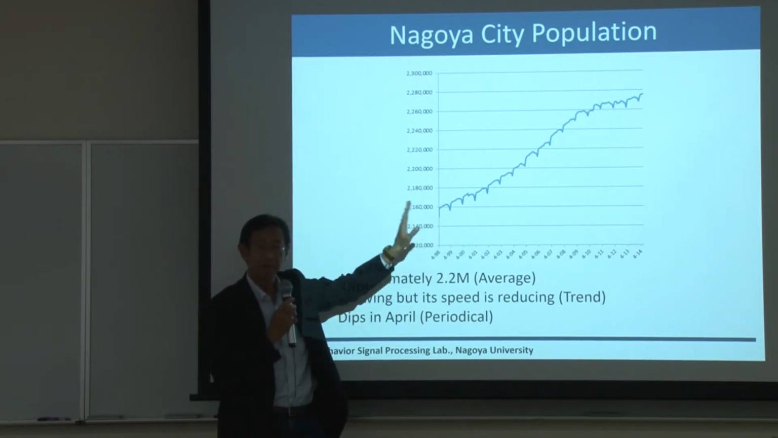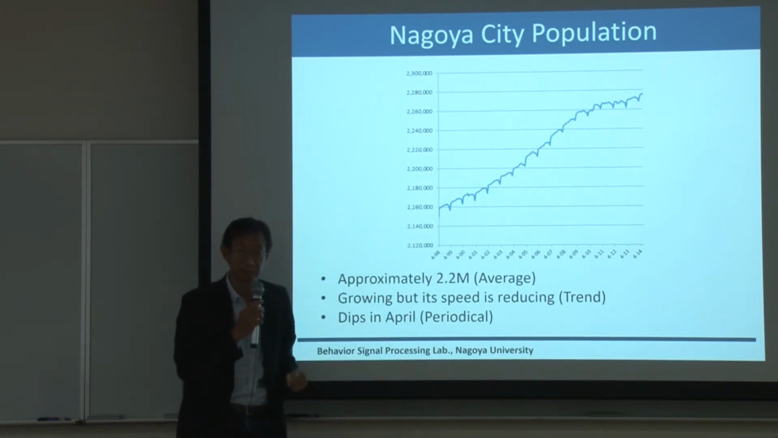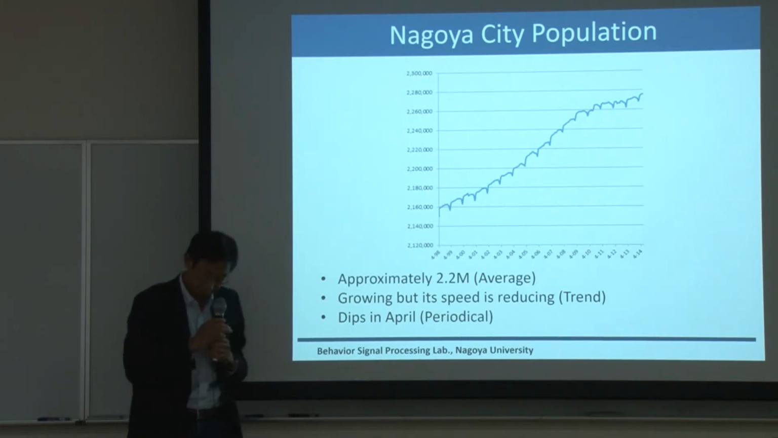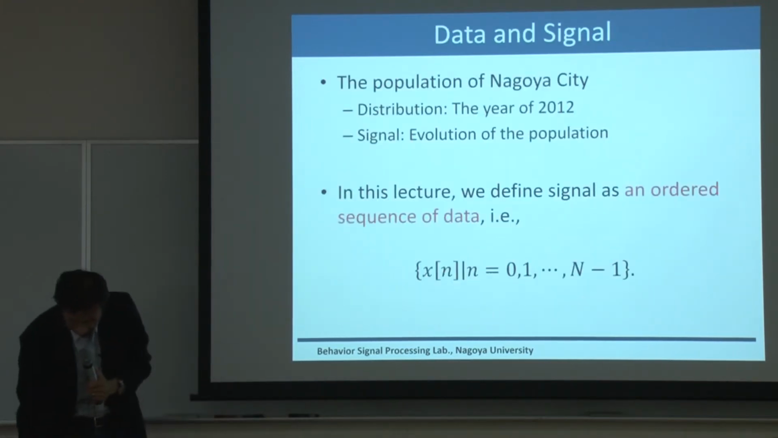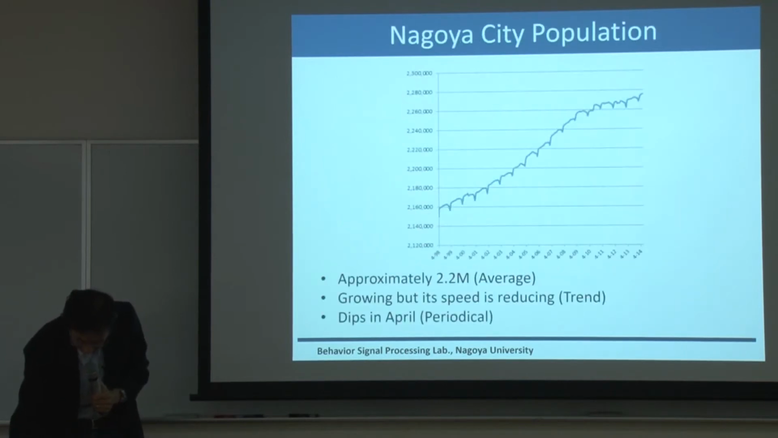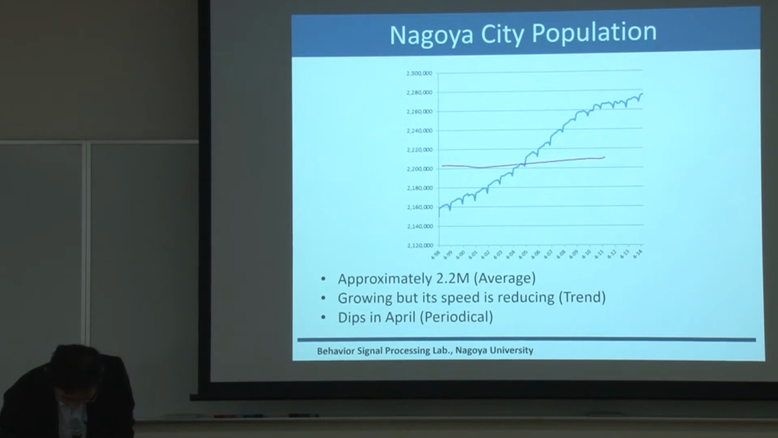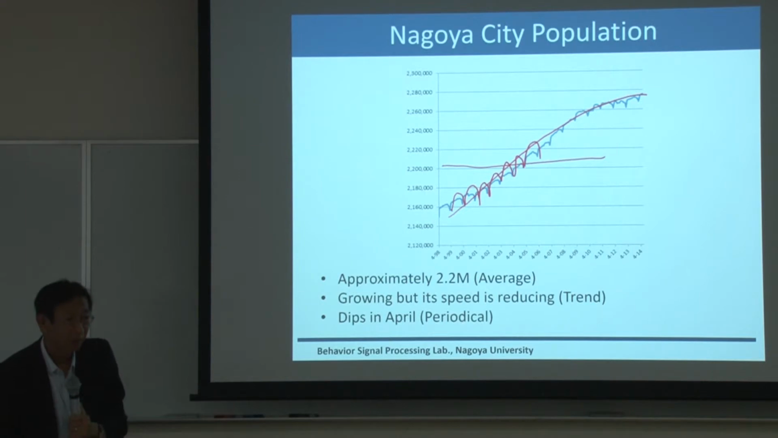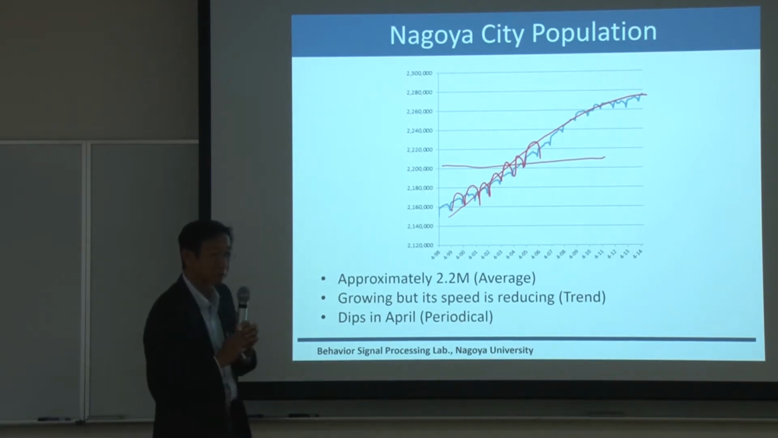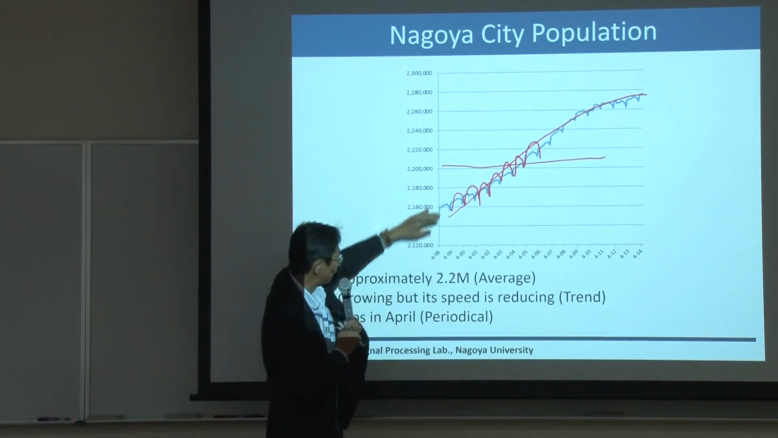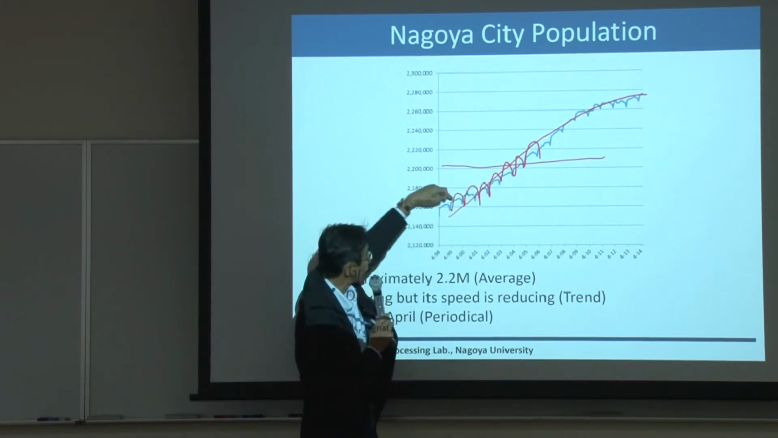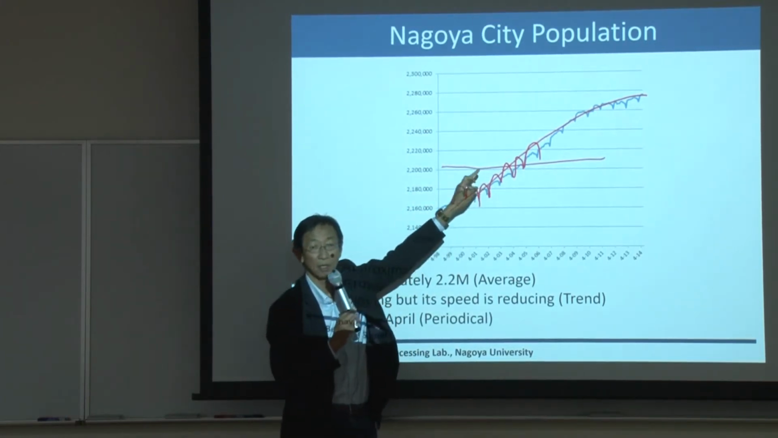That is a very, very fundamental function of signal processing. So how can we do that? It is very simple, actually. By the way, this is the average, and this is the trend, and this is the periodicity or periodical fluctuation. We see 3 different things on this figure. One is the average, one is the trend, and the other one is fluctuation.